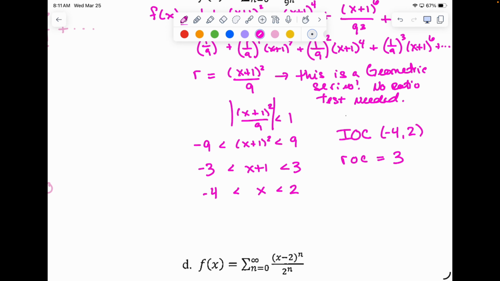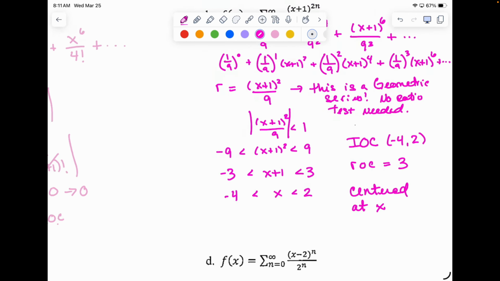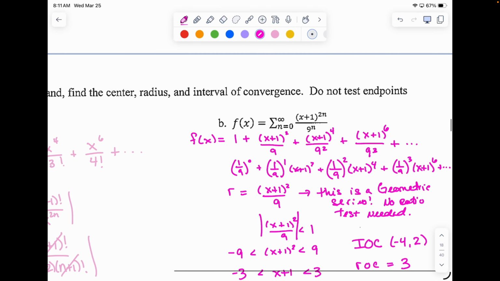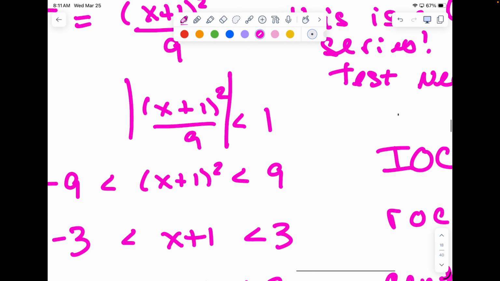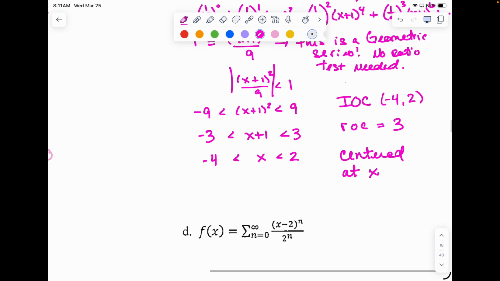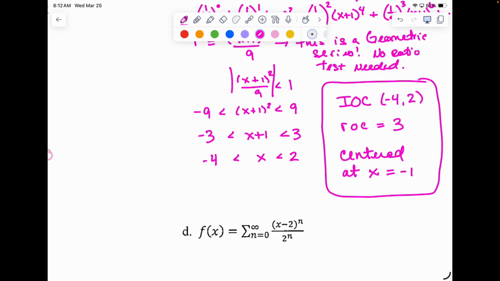And where is it centered? I can see it in two places. I see that I have x plus 1, and so my center is at -1. That's ground zero. I can also see if I go halfway in between my interval of convergence, the halfway point is at x equals -1. So I can see the center in two different places here.